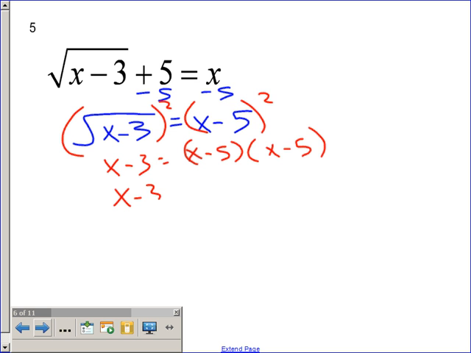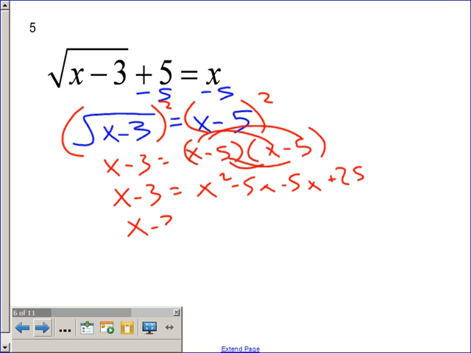X minus 3 equals, and when we FOIL this, we get x squared minus 5x minus 5x plus 25. We combine our like terms. X minus 3 equals x squared minus 10x plus 25. To solve this kind of problem with x on both sides, we're going to set the whole problem equal to 0. So I need to get rid of the x and get rid of 3 so that we end up on that side with just 0.